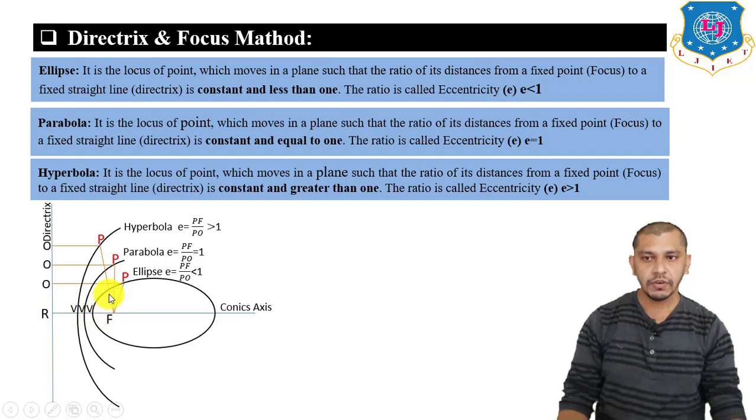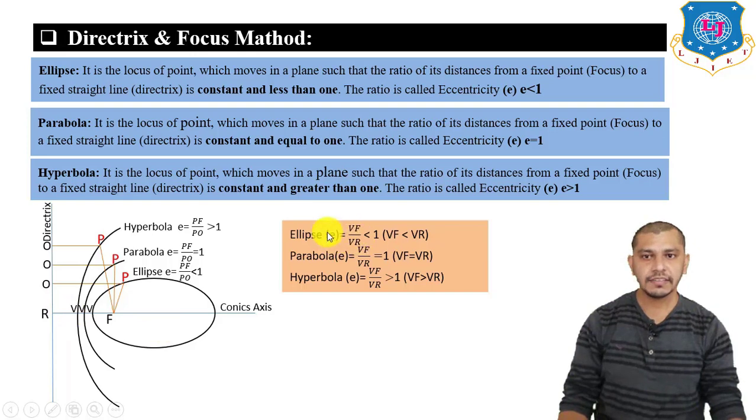So the eccentricity ratio is also defined as the ratio of the vertex to focus distance to the vertex to directrix distance. So the eccentricity ratio E for ellipse is less than 1, and we can say that VF upon VR, V is the vertex point, that means the distance of vertex to focus upon vertex to directrix, will be less than 1 for ellipse. This ratio is equal to 1 for parabola, and it will be greater than 1 for hyperbola.